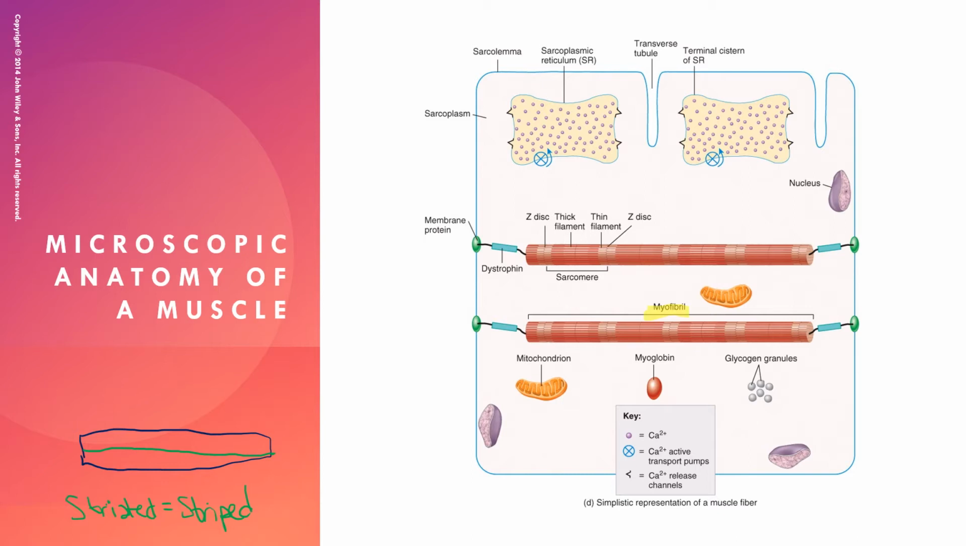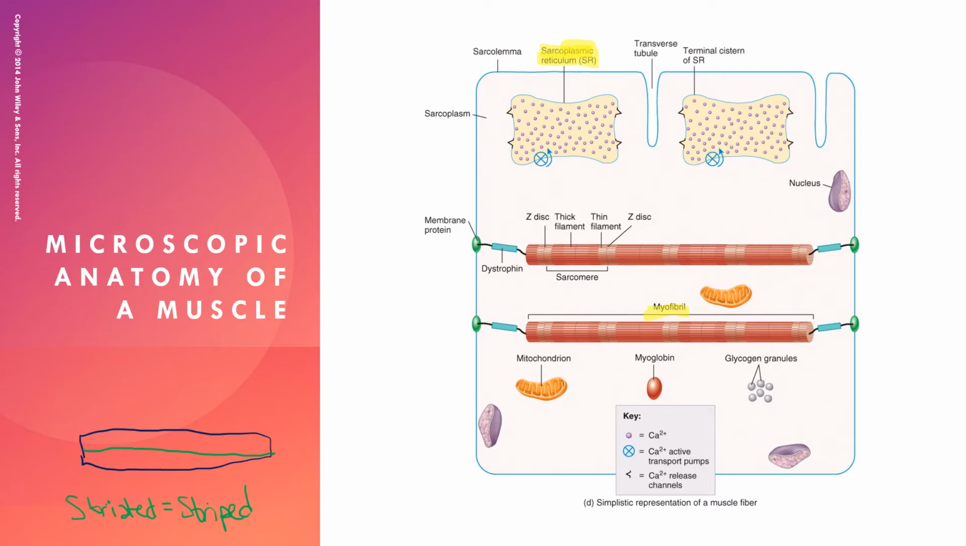Another part of the microscopic anatomy of a muscle cell is this fluid-filled system of membranous sacs called the sarcoplasmic reticulum. These are the little sac structures at the top of this picture, and these encircle each myofibril. So each myofibril is going to have these SRs around it. This is an elaborate system, and it's very similar to smooth endoplasmic reticulum in non-muscular cells.